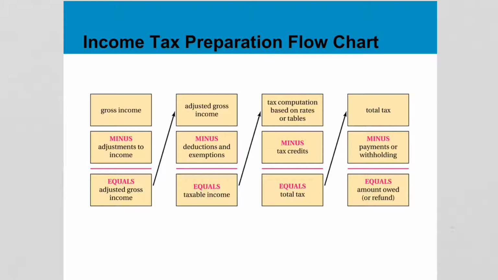Do your tax rate calculations, which we'll do, and subtract tax credits. That gives you your total tax. Subtract any payments that you've already made or that you haven't made. And then that gives you either the amount you owe or the amount of your refund, if you've paid more over the year for taxes than you should owe.